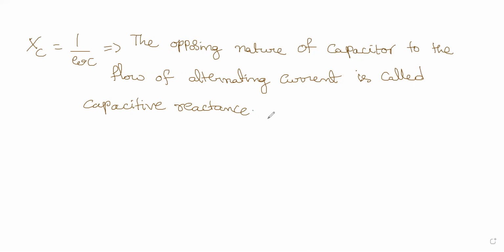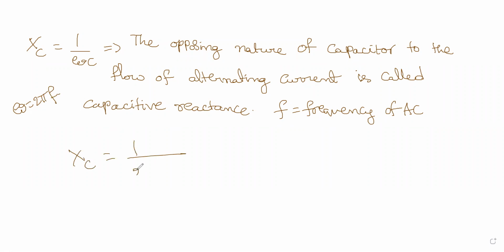If you say that f is the frequency of AC, then omega is equal to 2 pi f. Omega is 2 pi f. So Xc becomes 1 by 2 pi f c.